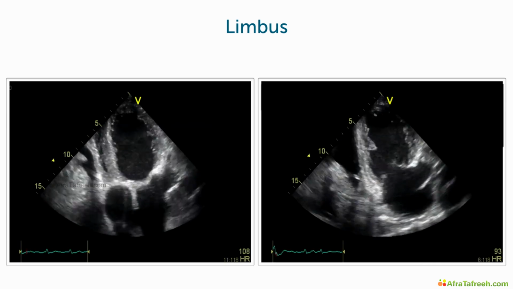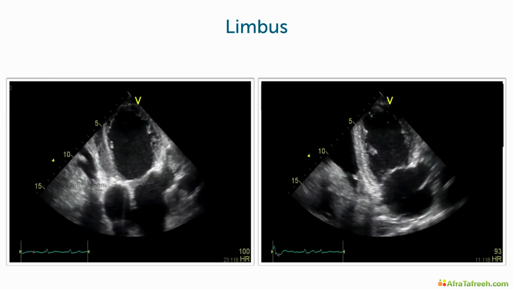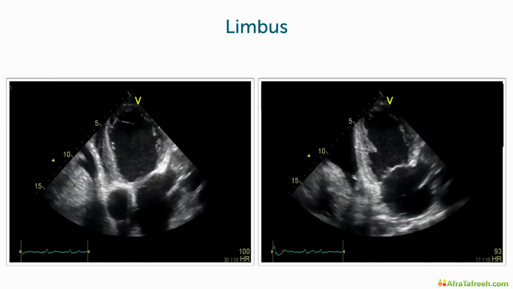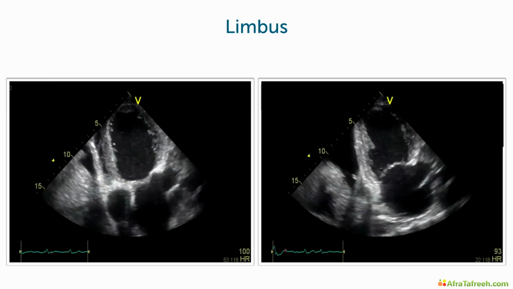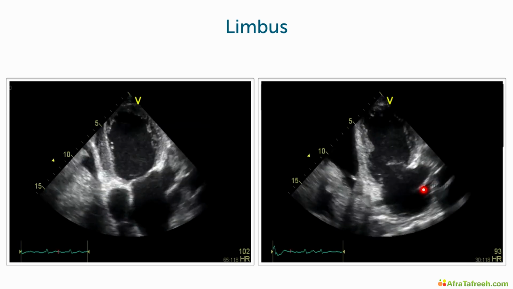So this ridge here sometimes looks like a tumor, and it can be very prominent at times. You can see it in a view where you have, I would say, a 2-chamber view or a view somewhere in between a 4 and a 2-chamber view. So don't mistake that for a tumor as well.